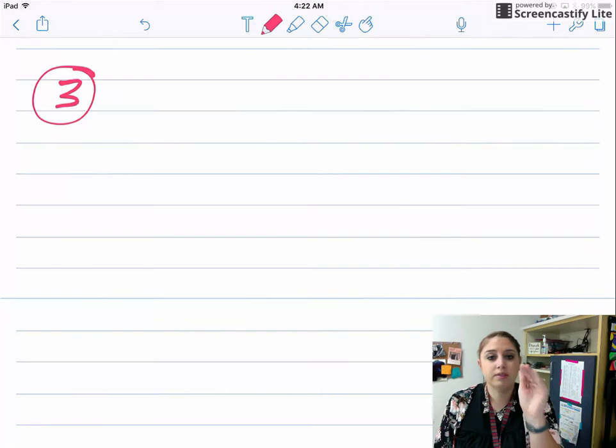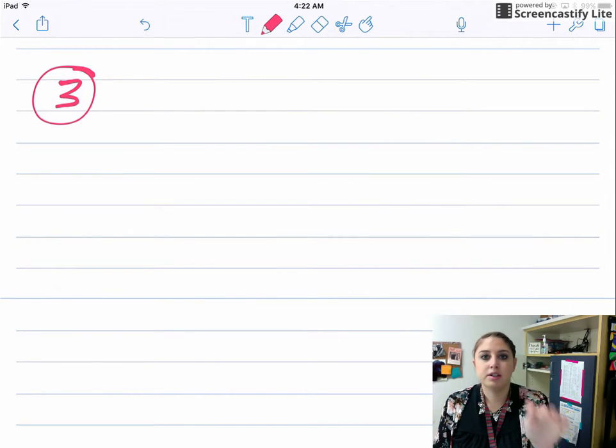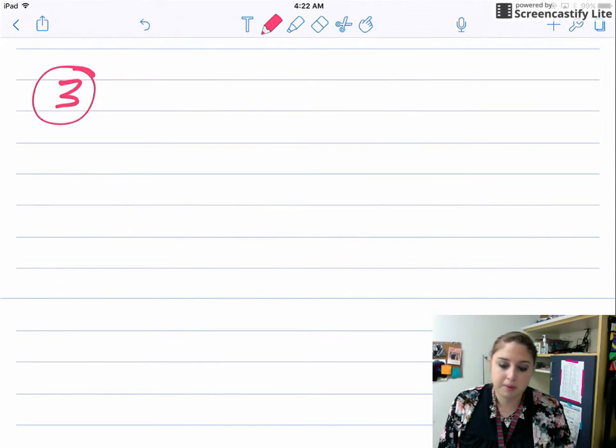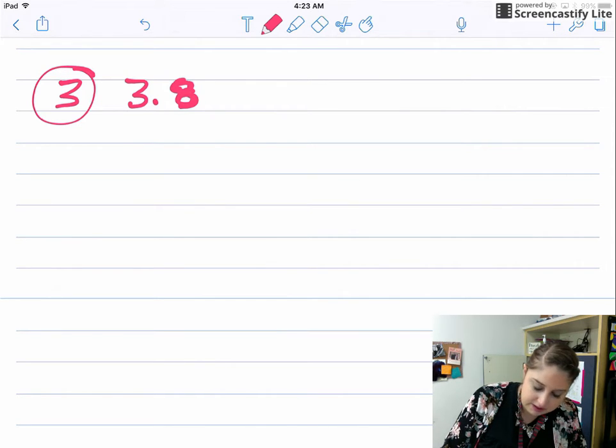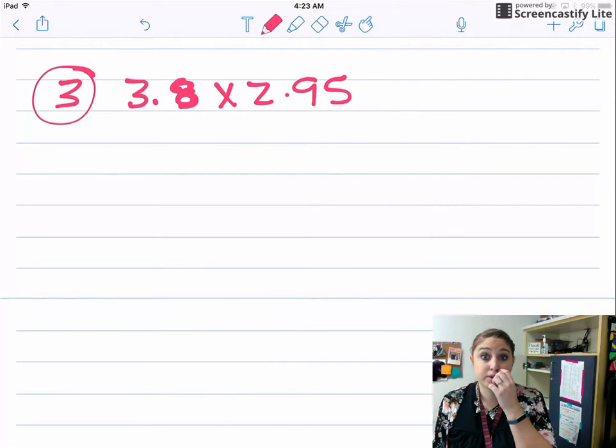Example 3, and if you guys run out of room, we can go on to 10L as well, okay? So right now we have 3.8. This is our next example: 3.8 times 2.95.